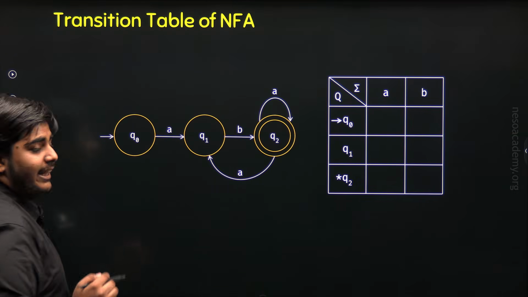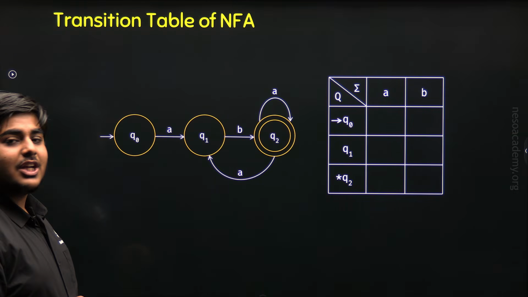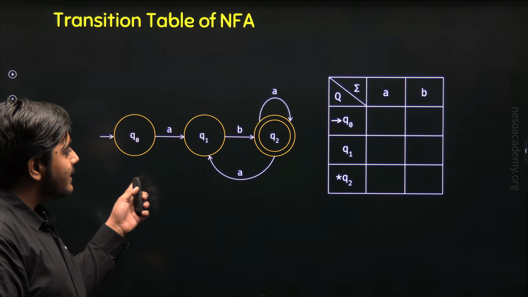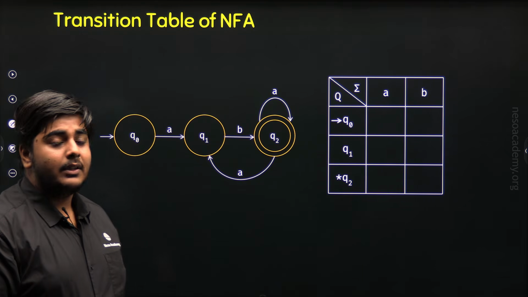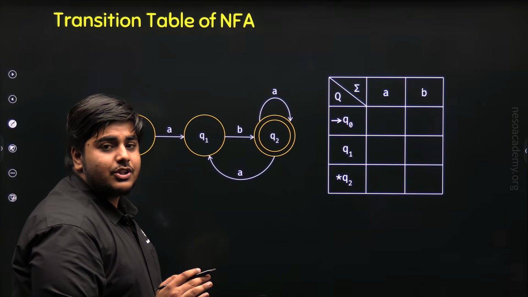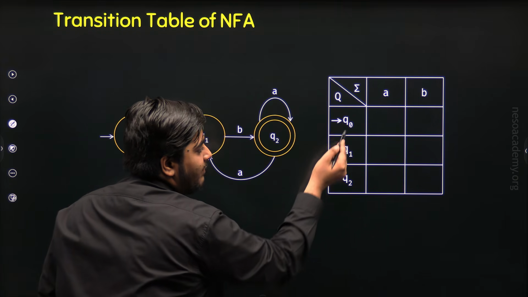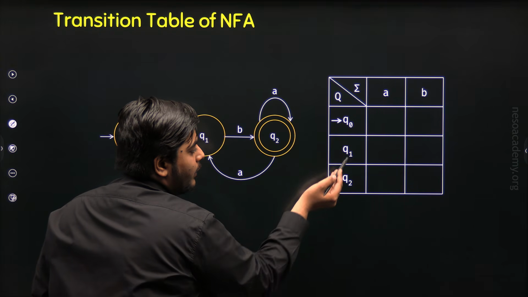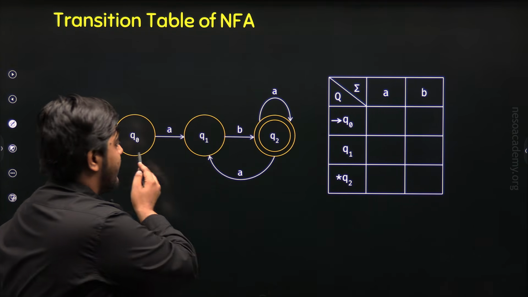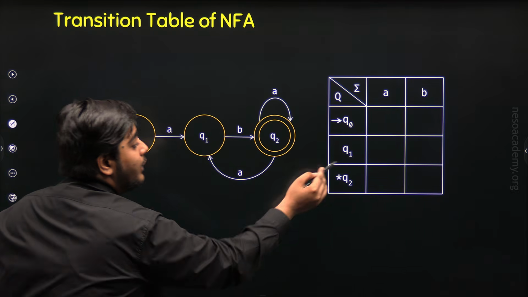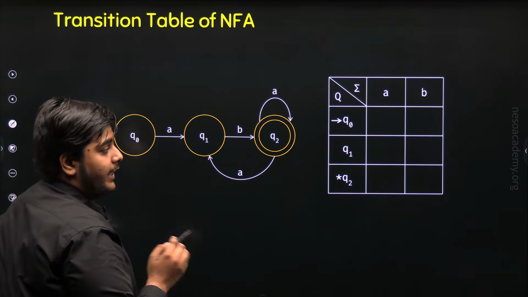So here we have the same diagram of an NFA, which we have just understood. Now let's convert this diagram into a transition table. Here I have the basic structure of the transition table of NFA. In the first column, we have the states of NFA, Q0, Q1 and Q2. Q0 is the initial state of an NFA, while Q2 is the final state of an NFA.